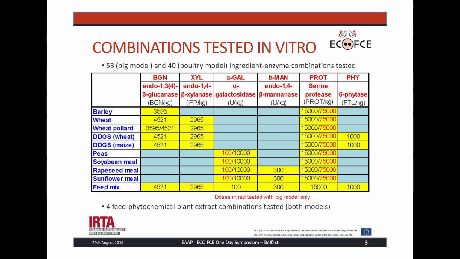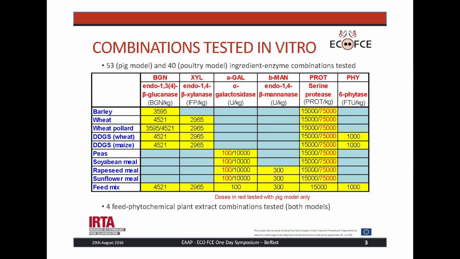What we tested was a total of 6 enzymes. It was beta-glucanase, a xylanase. This xylanase had some beta-glucanase activity in itself as well. It was a combination of beta-glucanase and xylanase, alpha-galactosidase, beta-mannanase, protease, and phytase. And we used that on different ingredients.